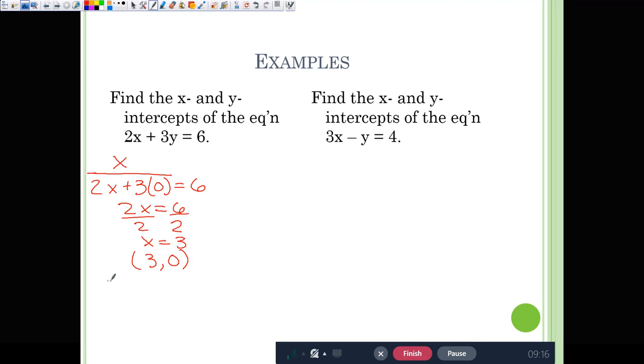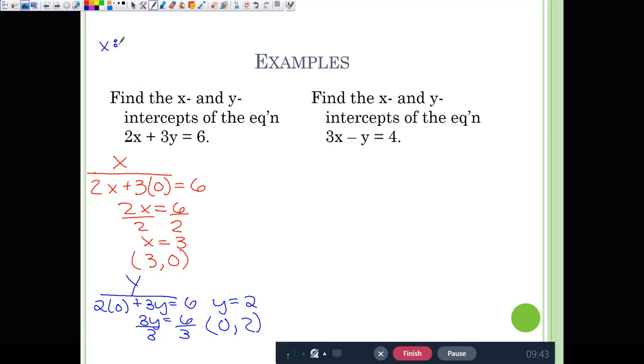My y-intercept, we're going to do the same thing, except we're going to plug in 0 for x. So I'm going to have 2 times 0 plus 3y equals 6. So 3y will equal 6. Divide by 3. y is going to equal 2. So this ordered pair would be 0, comma, 2. So my x-intercept is going to be 3, comma, 0. And my y-intercept is going to be 0, comma, 2.